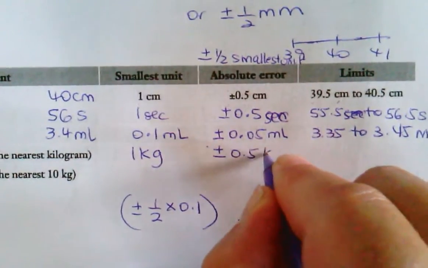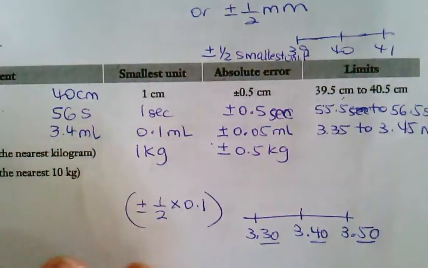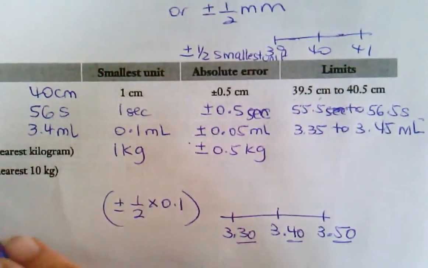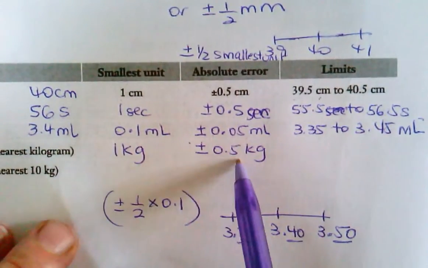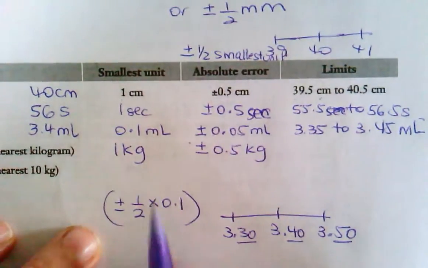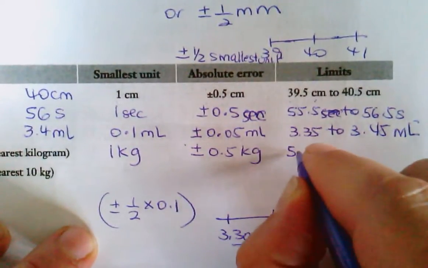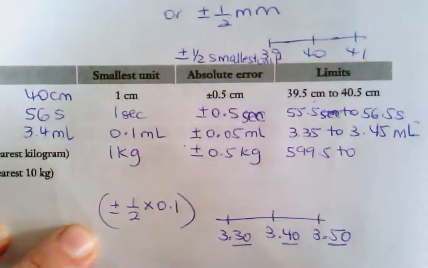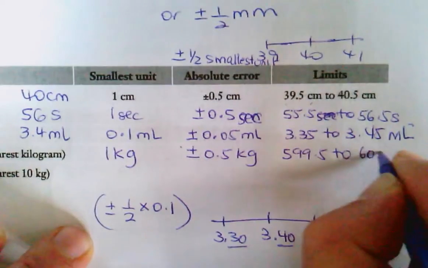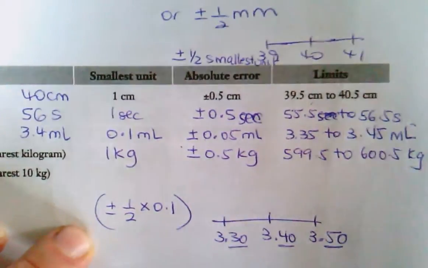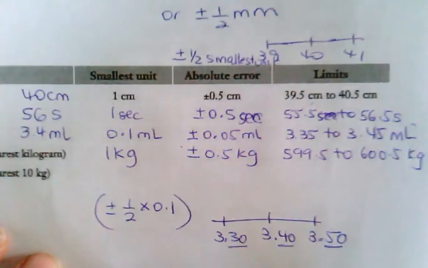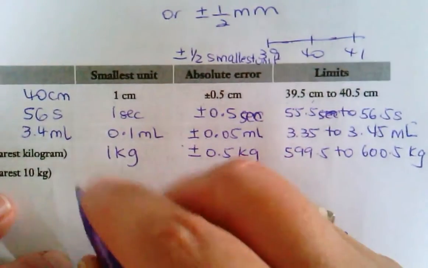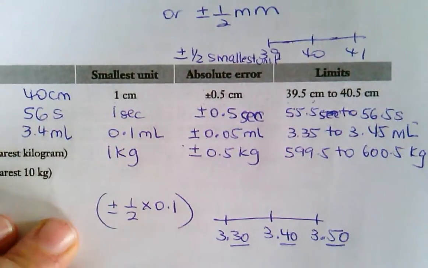Plus or minus half of a kilogram. So girls, what's the limits for that 600 kilogram one? What's 600 minus a half? 599.5. And 600 plus a half is 600.5. Now the next one is the tricky one. Okay? The next one is 600 kilograms to the nearest 10 kilograms.